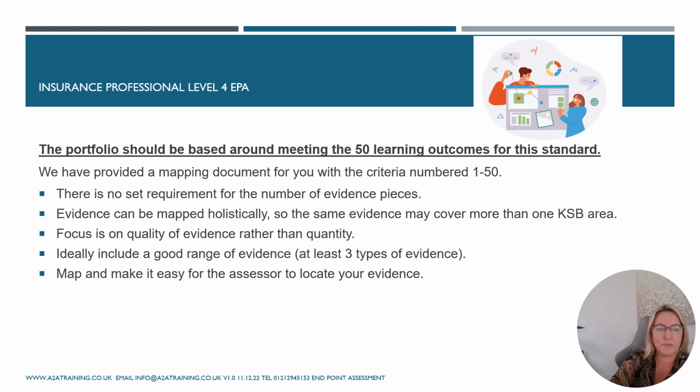The portfolio must be based around the 50 learning outcomes for the standard. We've provided the mapping document for you and listed the criteria 1 to 50. There is no set requirement for the number of pieces of evidence, and evidence can be mapped holistically, so the same evidence can cover more than one key skills and behaviours area or criteria. The focus here is on quality of evidence rather than quantity, and should include a good range of evidence.